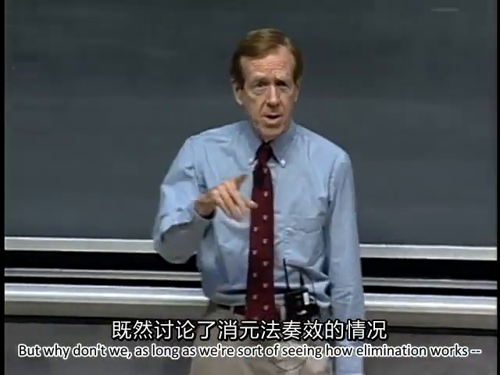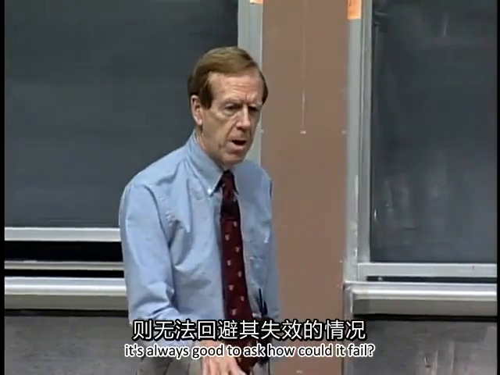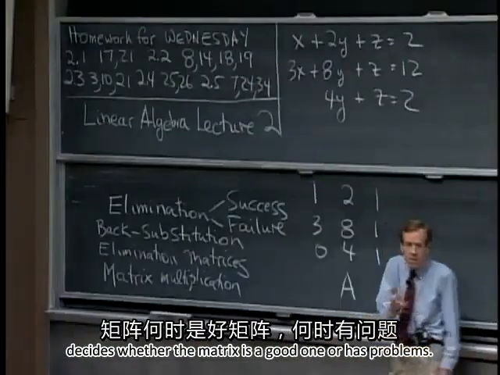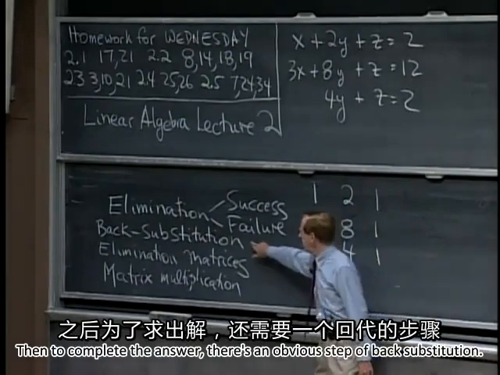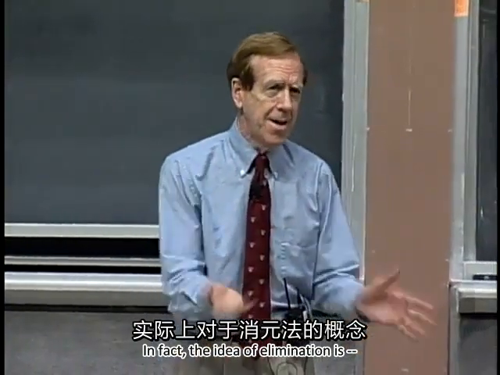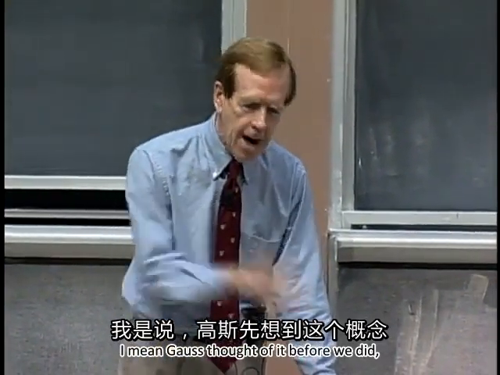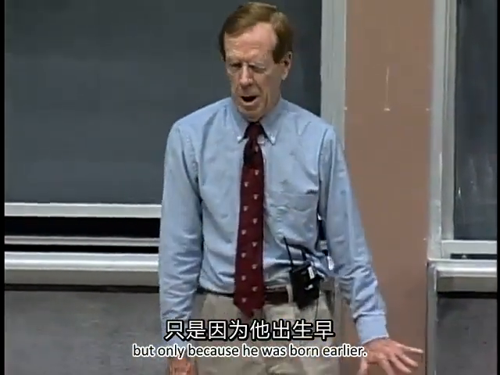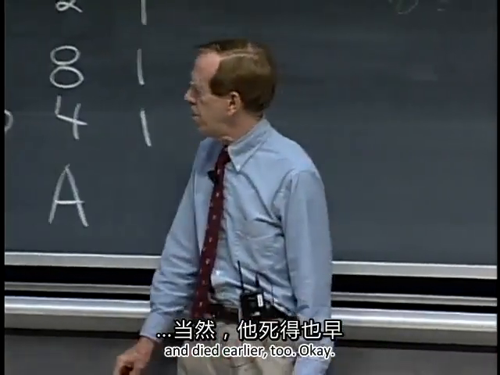But as long as we're seeing how elimination works, it's always good to ask, how could it fail? So at the same time, we'll see how elimination decides whether the matrix is a good one or has problems. Then, to complete the answer, there's an obvious step of back substitution. In fact, you would have thought of the idea of elimination. Gauss thought of it before we did, but only because he was born earlier. It's a natural idea. And died earlier, too.